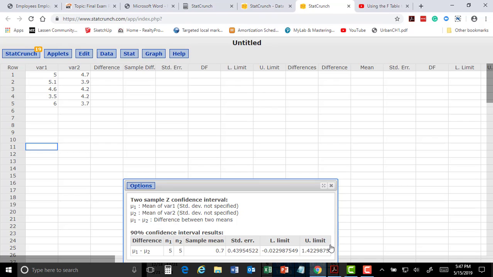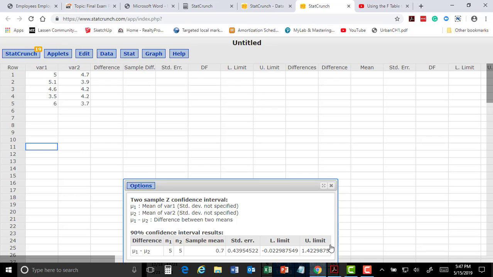So, where am I at now? What problem are we on? That's the one, oh, that's the next page. Yeah. Okay. Do we have that? I don't quite have a negative 0.22, do I? Okay. And I don't even have an upper bound of 1.4.